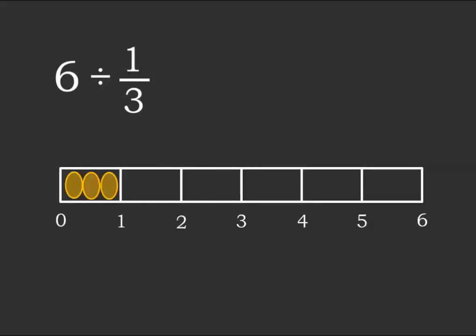So now imagine 6 divided by a third. Well, how many third-size pieces would fit into 1 piece? You can see that 3 would fit into 1. And so into 6 pieces, you would have 18 altogether.